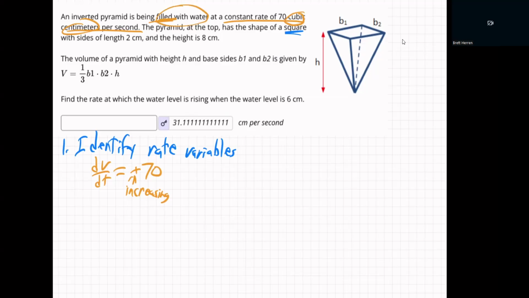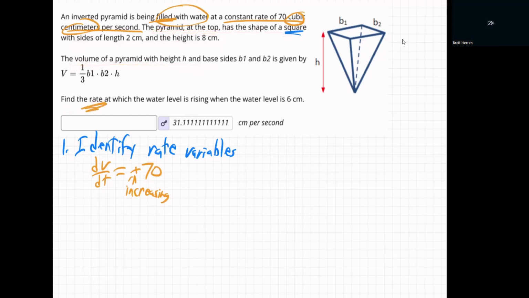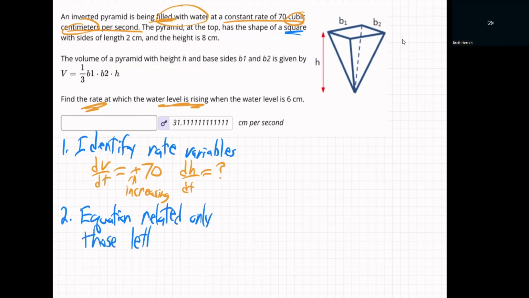Okay. So what other rates did they mention? The pyramid at the top has the shape, blah, blah, blah, the volume, blah, blah. But find the rate. There we go. Find the rate at which the water level is rising. So they want us to find dH/dt, don't they? Okay, so those are the only two rate variables mentioned. So write an equation relating, that's why it's called related rates, only those letters, nothing else, those letters only.